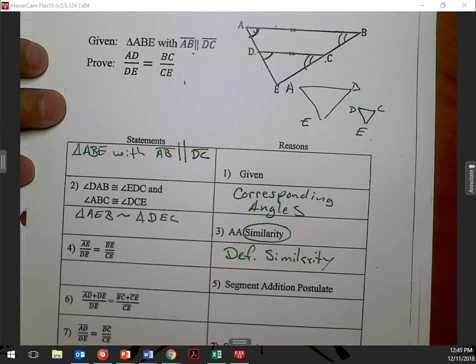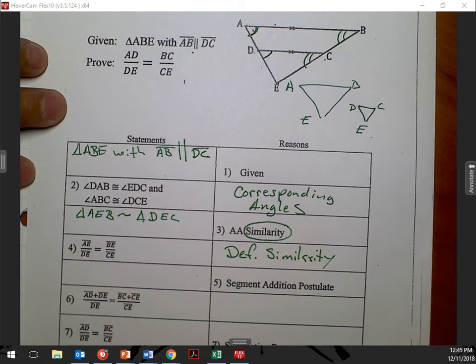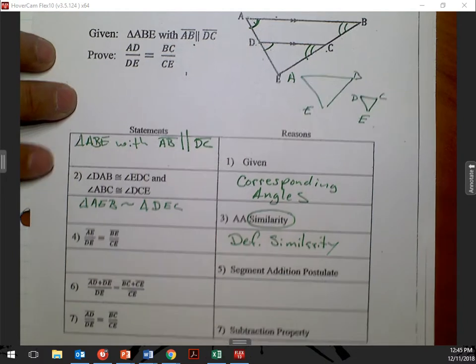Yes, sir. Wait, what is it? Definition of similarity. We have the smartest teacher on this planet. Not in this room. Mr. Pancho. All right.